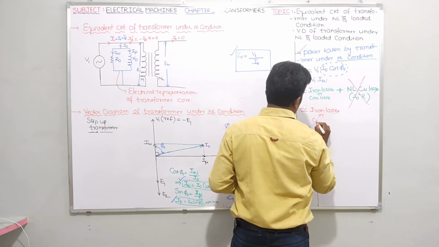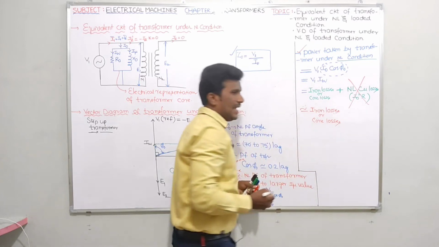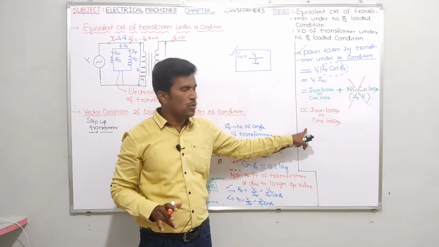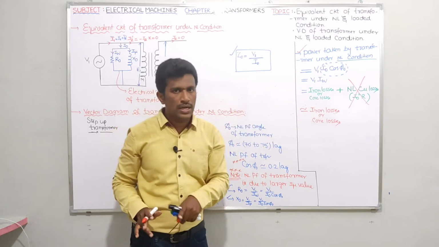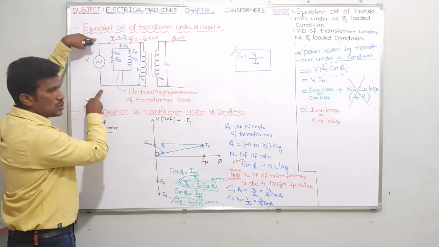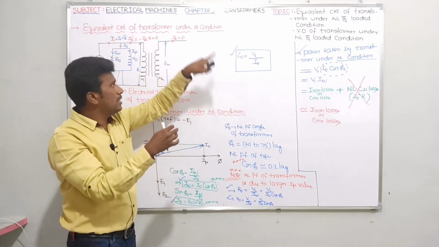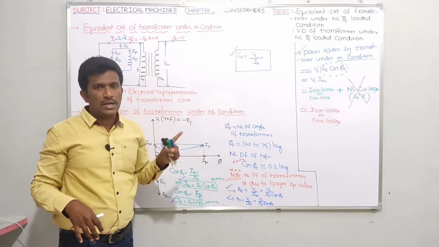or core losses. I think some people may get one doubt. Can I neglect iron losses also? No. Why? I told you iron losses depend on applied voltage, not on load current. Here applied voltage is V1, it is not less, whereas the load current is less. Therefore I can neglect copper losses, but I cannot neglect iron losses.